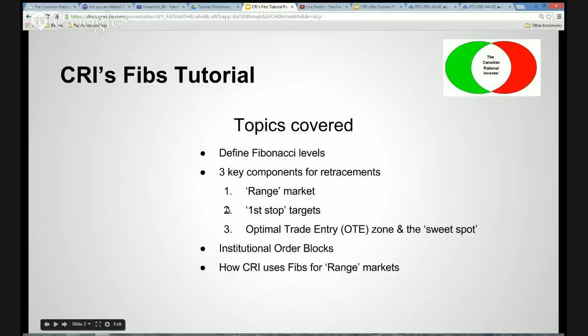We're going to finish off this tutorial looking at the concept of institutional order blocks and understanding where they usually occur. Basically, how institutions use fib levels, and coincidentally they happen to line up with these OTEs quite often. Then we're going to finish with a simple example of how I use fibs. I use the fibs specifically in retracement mode for trading range markets. So let's get moving.